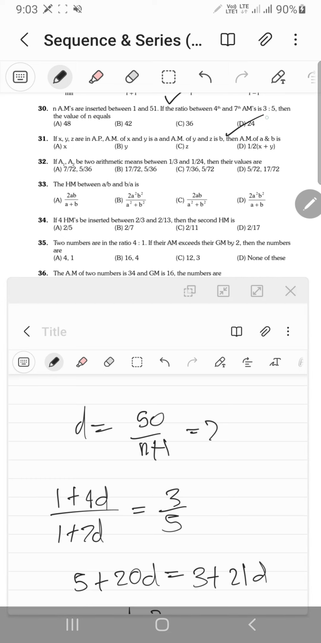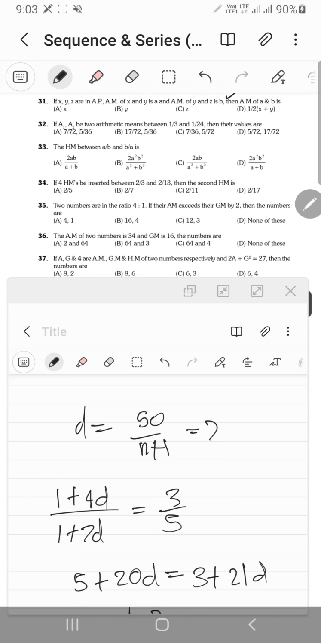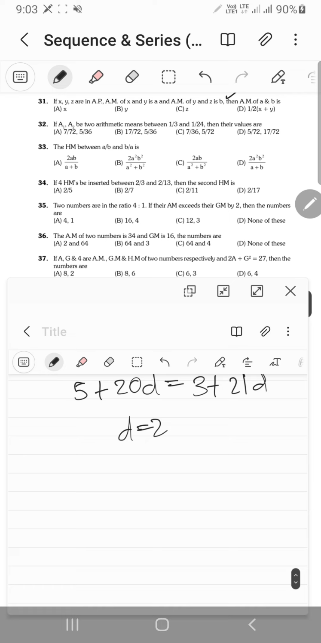If x, y, z are in AP, AM of x and y is A and AM of y and z is B, then AM of A and B. X, y, z in AP, AM of x and y is A, so it's like x, A, y. AM of y, z is B. So these will also be in an AP. Then AM of A and B, that's y, of course.